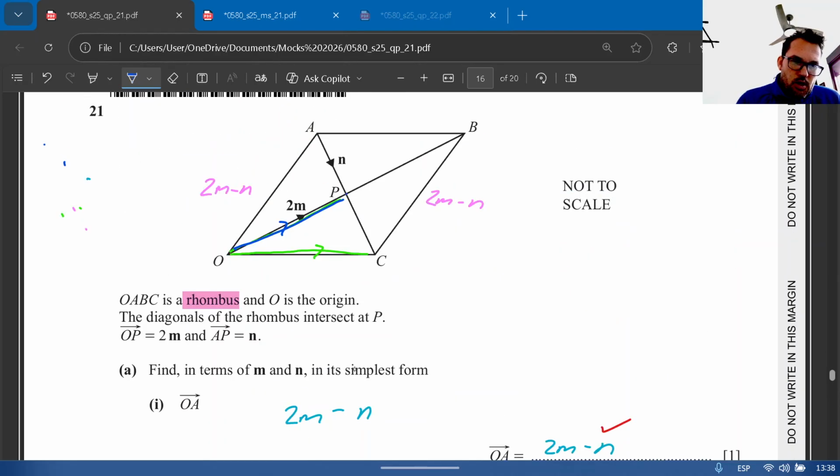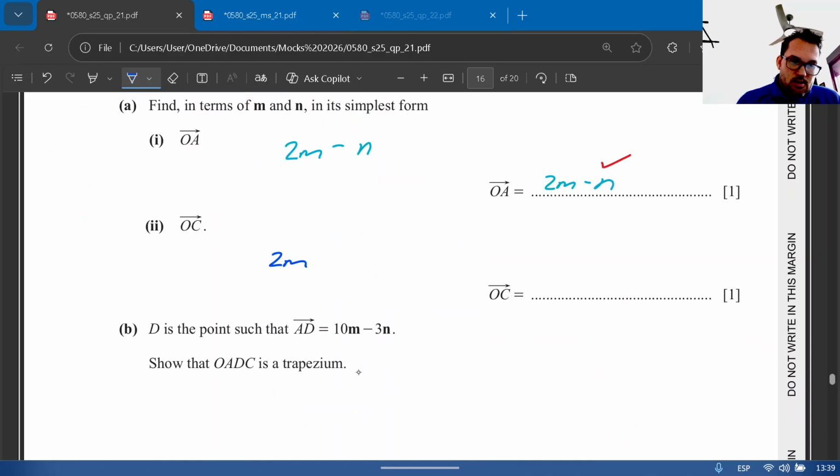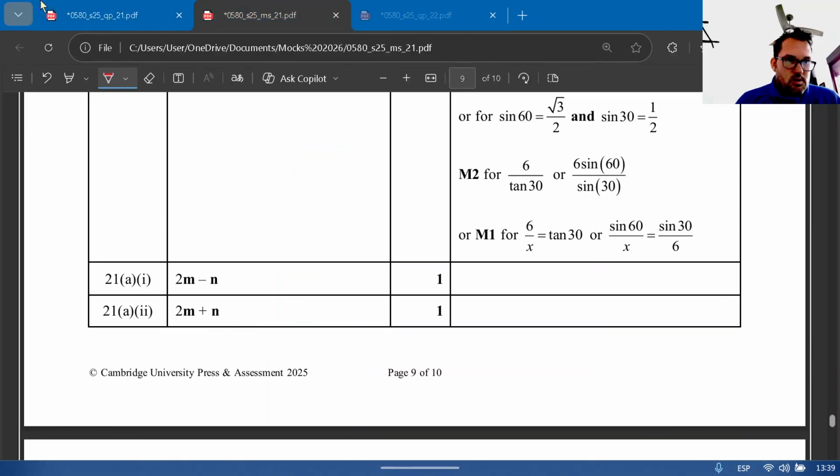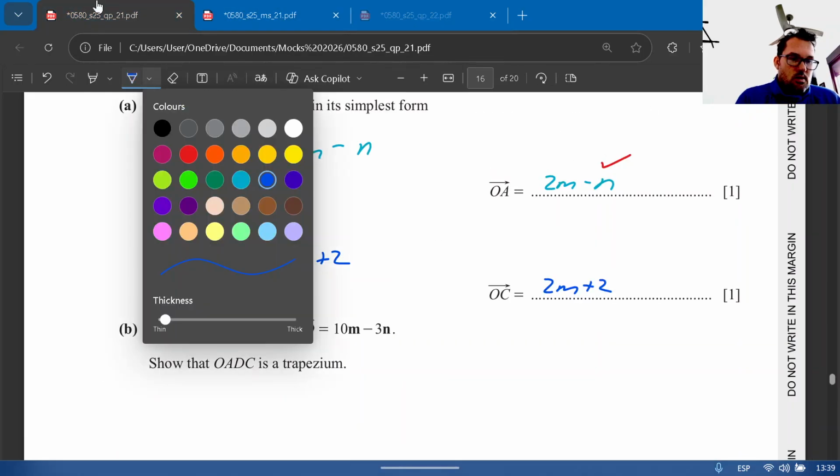And then we're going to go here. Okay, remember what I said about the diagonals of a rhombus? They are the same length because they're cut in half. So this and that is the same. So you could say this is also N because it's got the same direction as N and it's the same length. So all we need to do is add N. So that's 2M plus N. Okay, you can see there. Right, so that's another 1 mark.